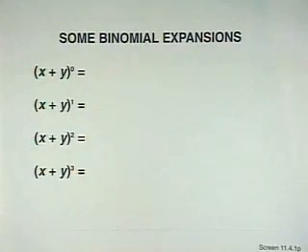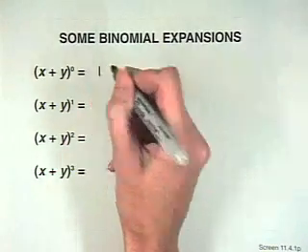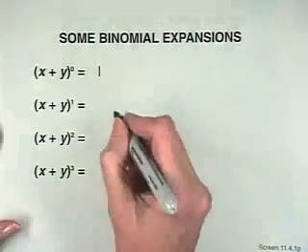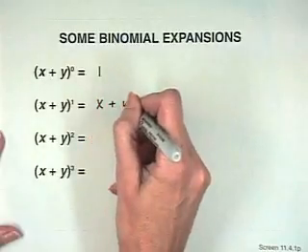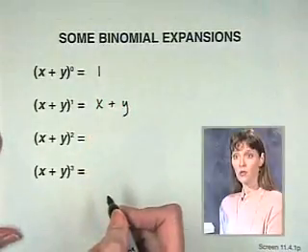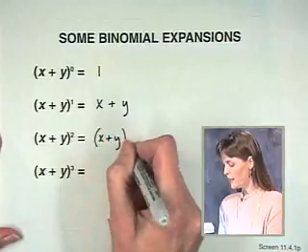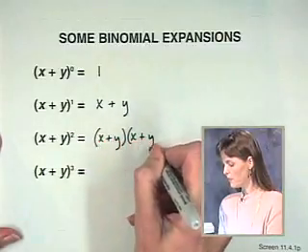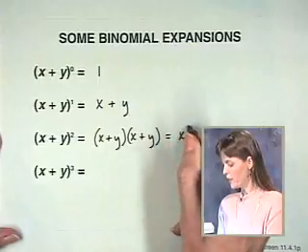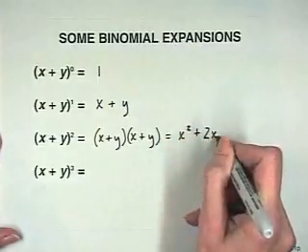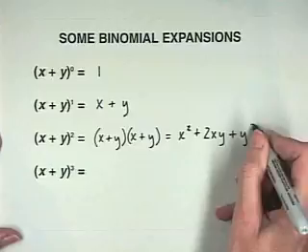Let's first look at some expansions that we know how to do by hand. We know that x plus y to the 0 power is equal to 1. X plus y to the first is simply x plus y. X plus y squared, we know that we end up getting by multiplying x plus y times itself in order to give us x squared plus 2xy plus y squared.